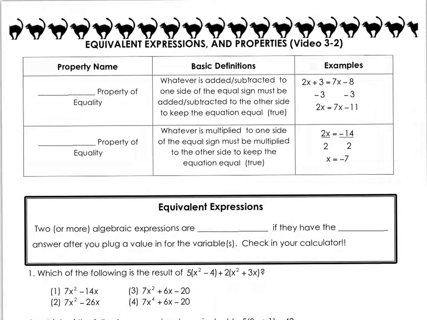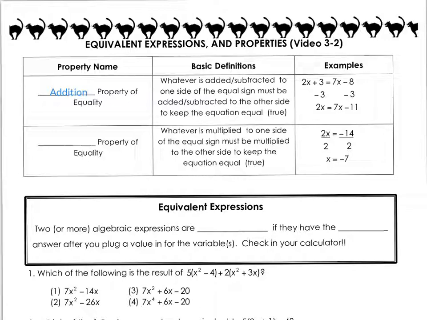In this video, we're going to be talking about equivalent expressions and properties. So we've already talked about some of our properties, but now we're going to add two to our list. The first is the addition property of equality. And that means whatever is added or subtracted to one side of the equal sign must be added or subtracted to the other side to keep the equation equal or true.